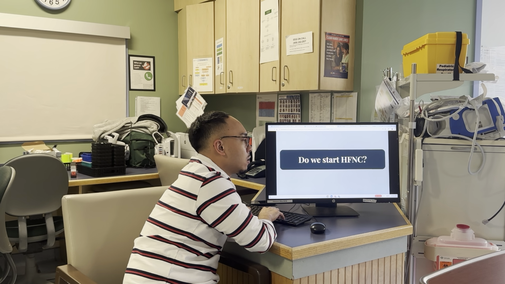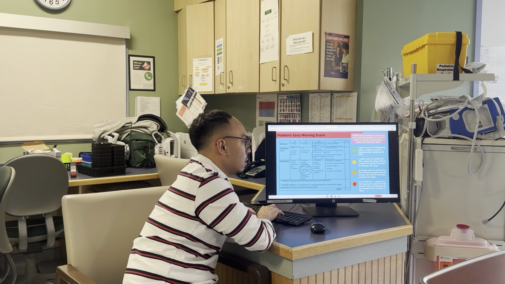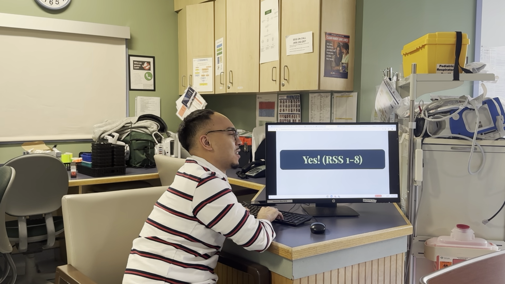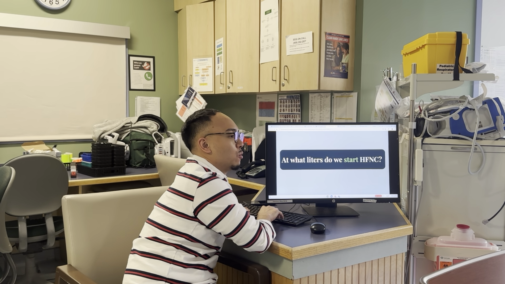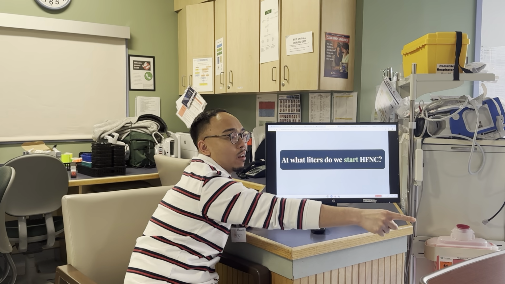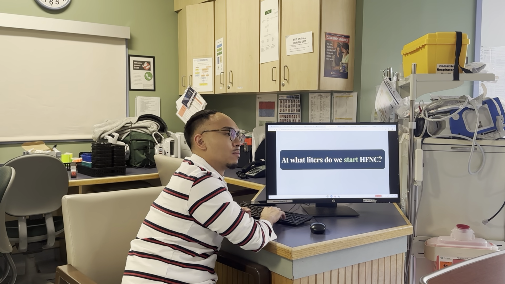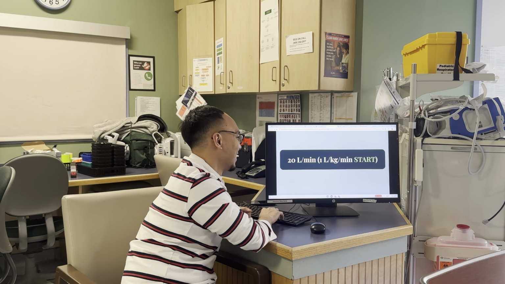So based on our score of 8, do we start high flow? Yes. RSS 1 to 8. There you go. At what liters do we start high flow? You could use all the cheat sheets you want. It's his weight multiplied by 1 to 1.5. Nicely done. So if we were 20 kilos, 20 liters. Nice. There you go.